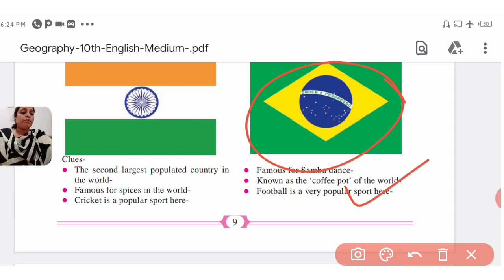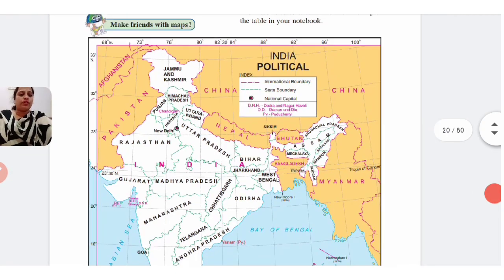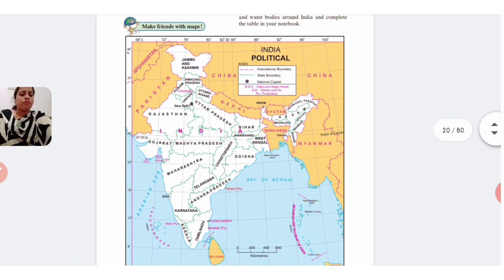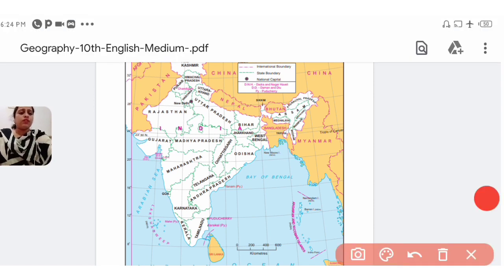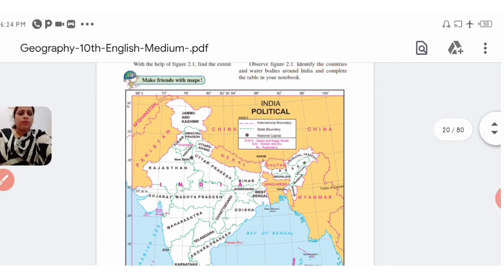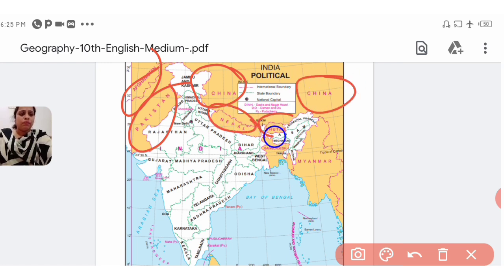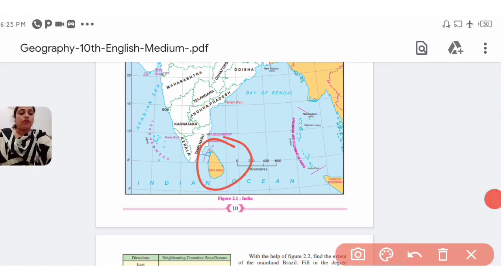Now I will show you both the countries' maps for your easy understanding. Let us have a look over here. Okay students, now this is very important. You may get the 4 marks question related to maps, so you should be very careful in the map. When we talk about India, first let us talk about our neighboring countries. Which are the neighboring countries of India? So see, Pakistan, Afghanistan, China. Then Nepal, Bhutan, Myanmar, Bangladesh. Then wait just for a single minute. See, Sri Lanka. Okay, these all are our neighboring countries.